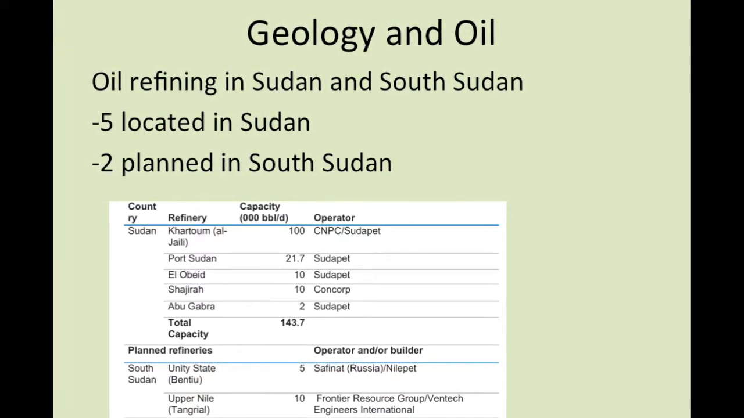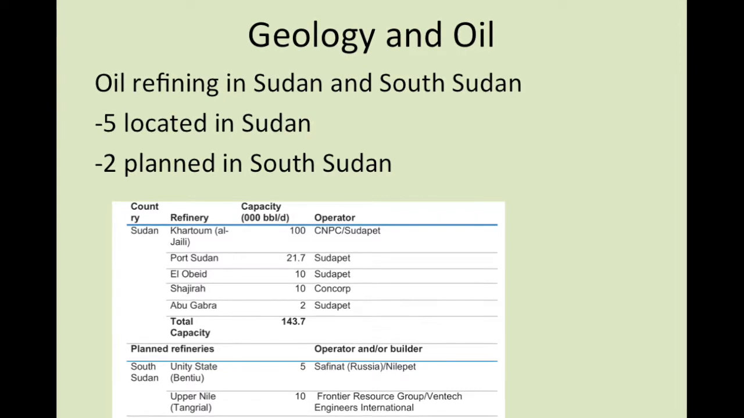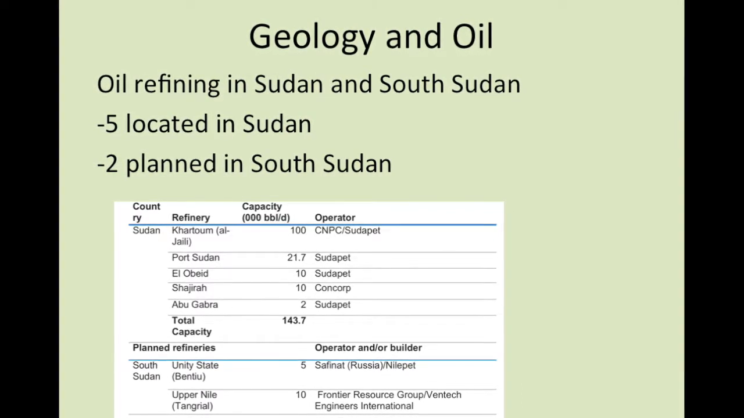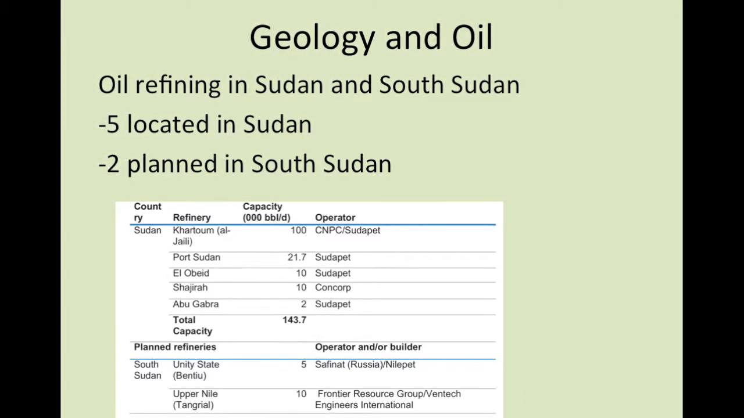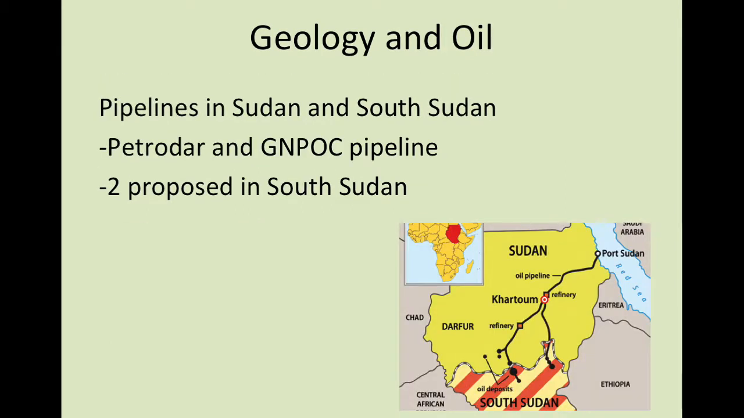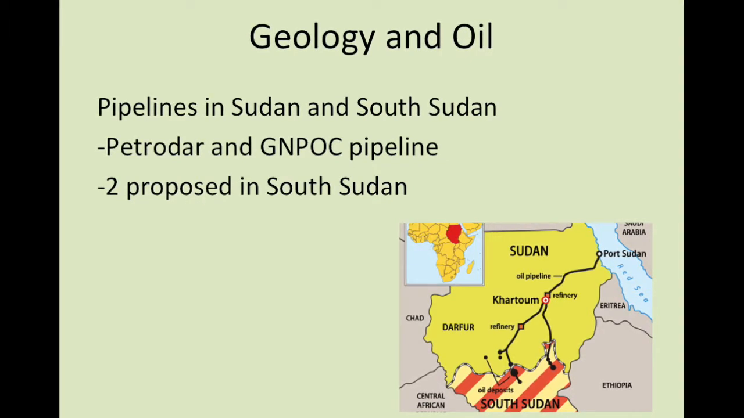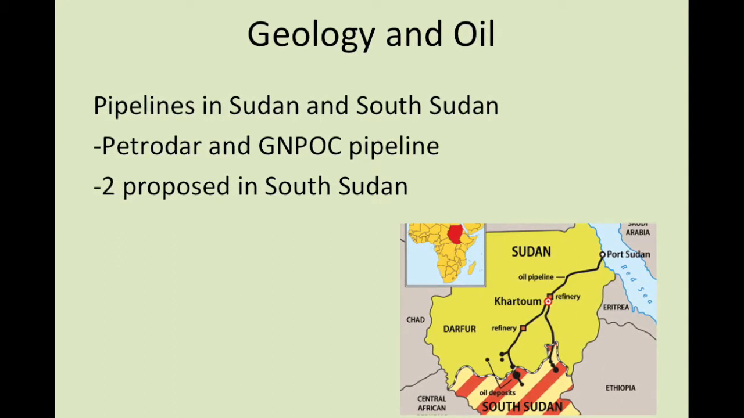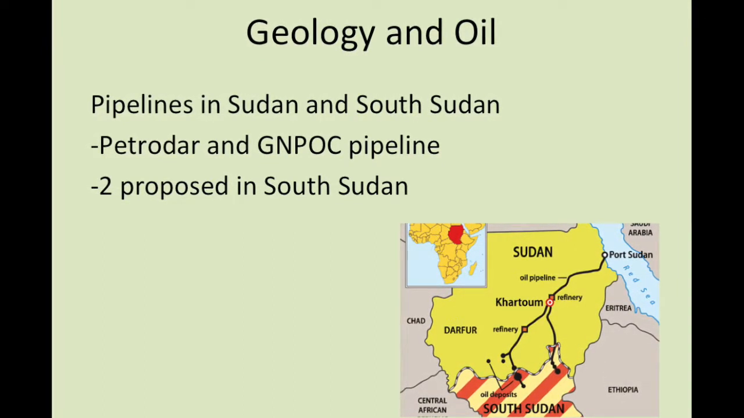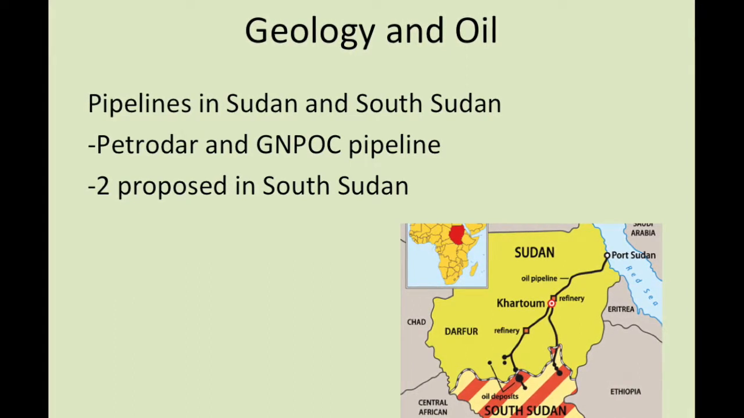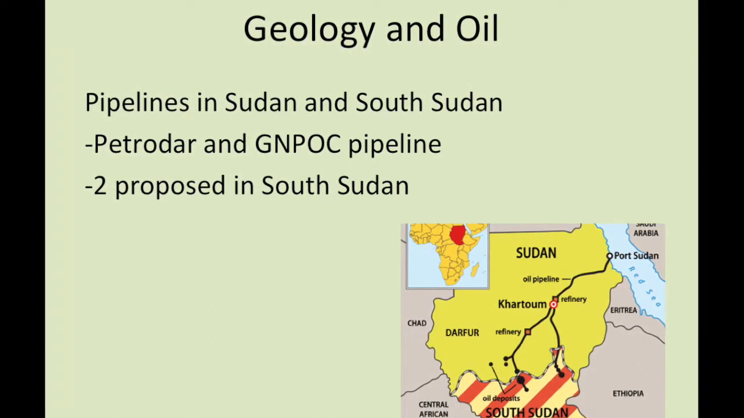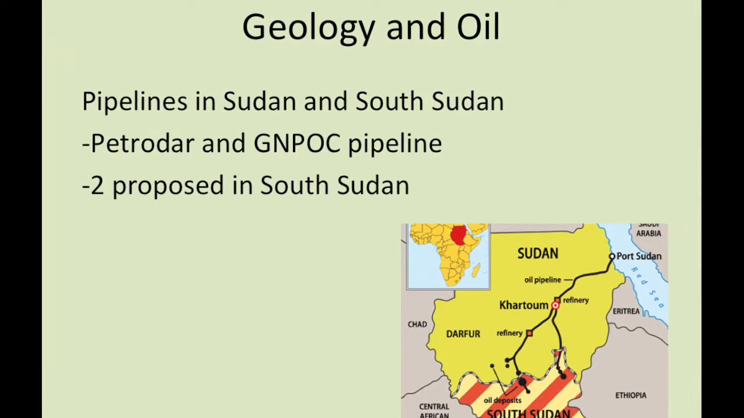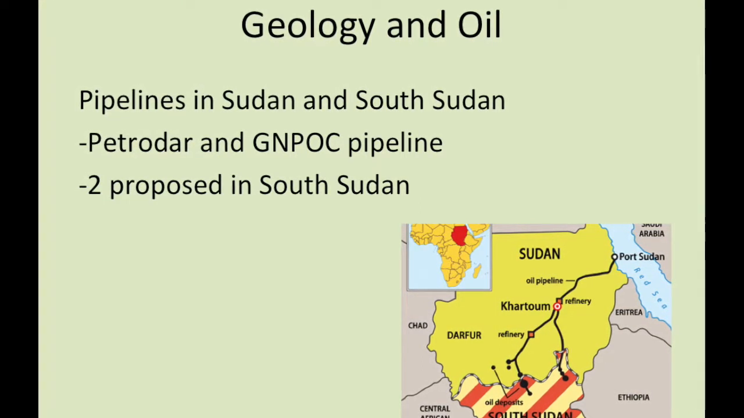However, South Sudan is making plans to become less dependent on Sudan, with 2 proposed refineries in Unity State and Upper Nile. The issue that leads to the disruption of the oil industry in the region is the fact that the pipelines that carry the oil to a port in the Red Sea must go through Sudan, while the oil reservoirs are located in South Sudan. The major pipelines are Petrodar and the GNPOC pipeline.